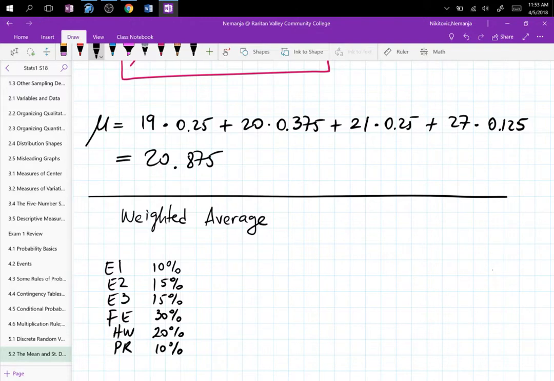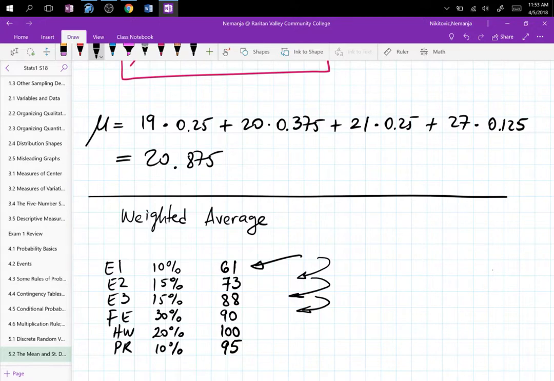So let's take an example of a good student, okay? So the first exam grade 61, the second exam 73, the third exam 88, final exam 90, homework 100, and the project 95. Why is this a good student? You can see the grades are going constantly up. It doesn't matter where you start. It matters that the next one is larger, and the next one is larger, and the next one is larger. That is the characteristic of a good student.